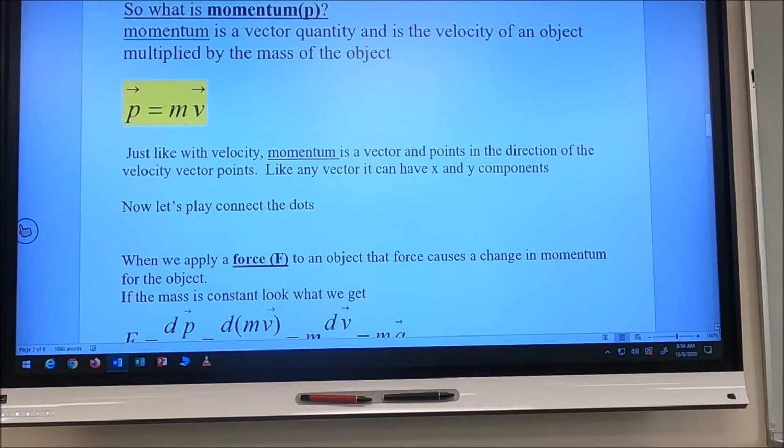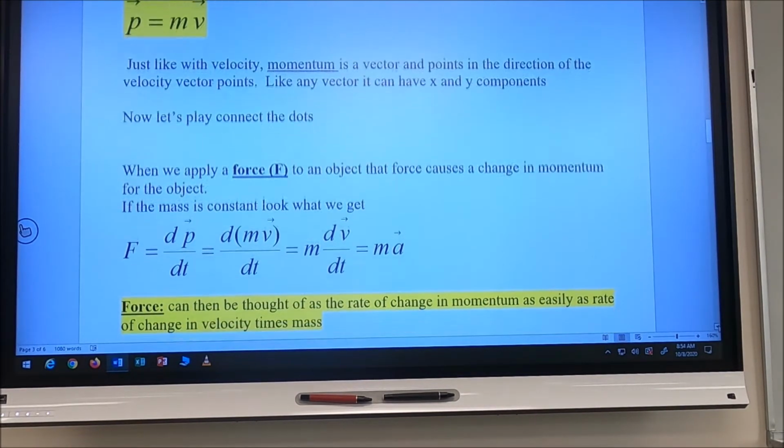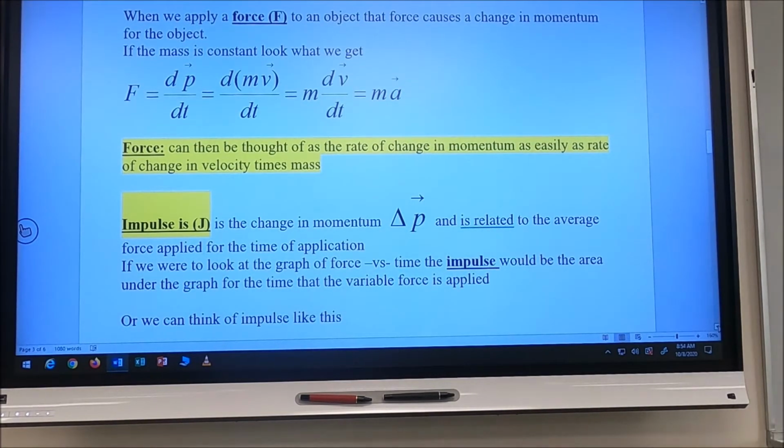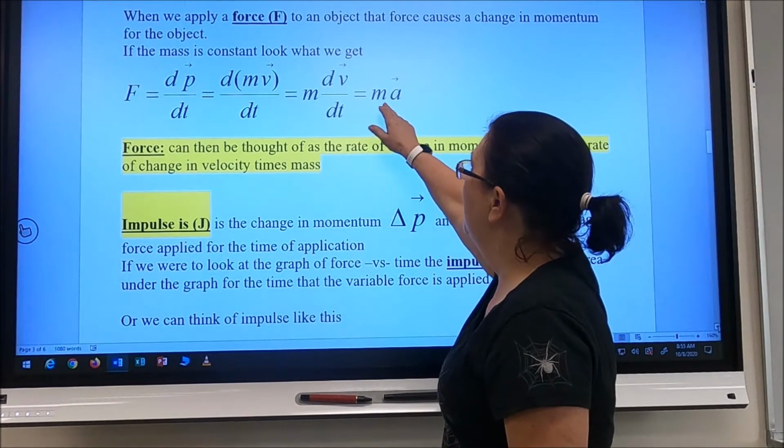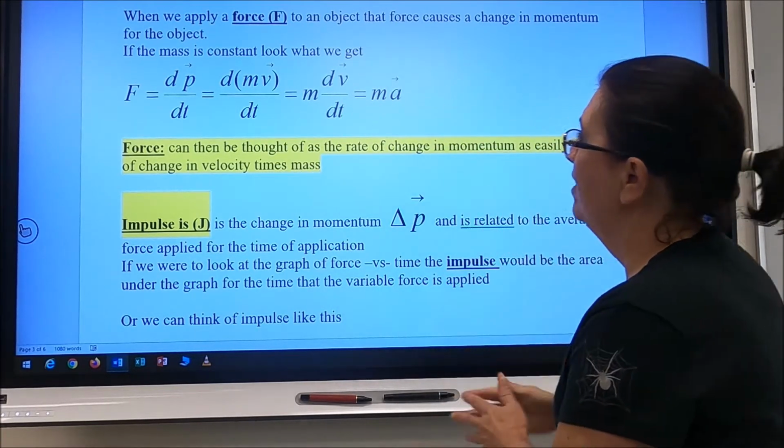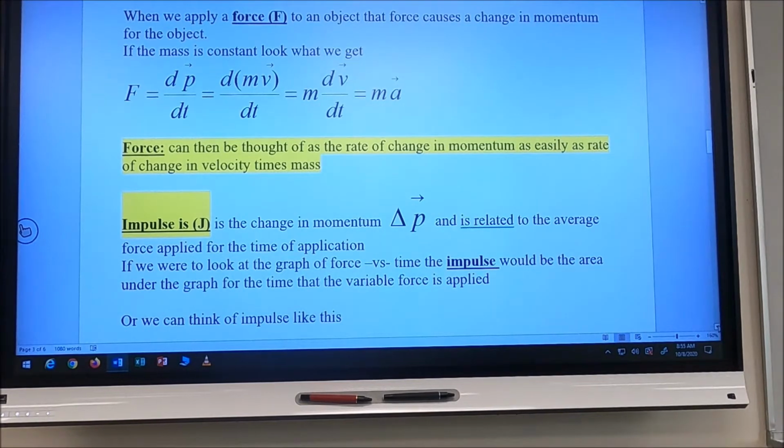Now, let's kind of play the math game and connect the dots. When we apply a force to an object, it causes a change in momentum for the object. If the mass is constant, then force, as Newton saw it, is a change in momentum with time. So momentum is mv. So if mass is constant, we get m dv/dt. dv/dt is acceleration, so force equals mass times acceleration. That's how Newton worked it out. So in this chapter, we're going to concentrate on thinking of force as the rate of change in momentum with time. So force can be thought of as the rate of change in momentum with time as easily as the rate of change of velocity times mass.